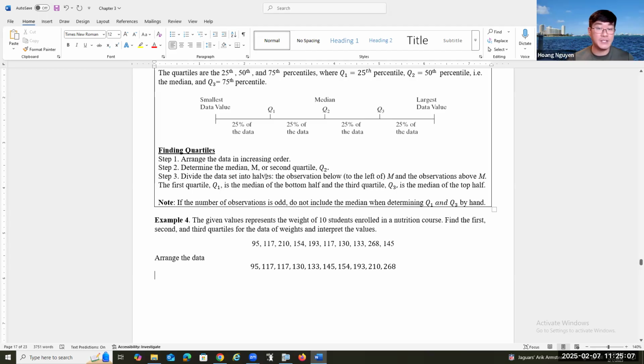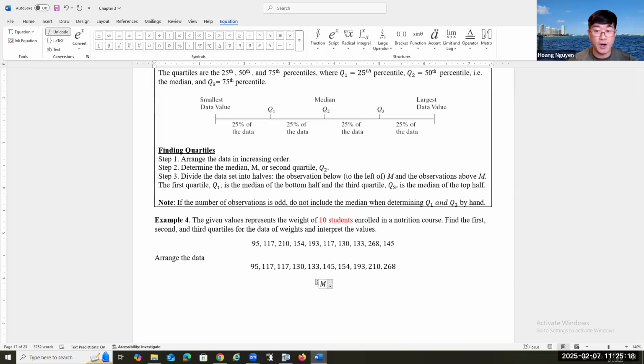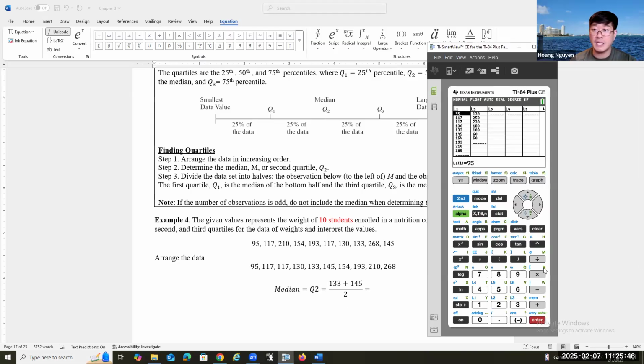Now, after we arrange it, we determine the overall median. In this case, the number of observations is 10, which is an even number, right? So you can remember how we determine the median. This is the overall median, or the answer for Q2. Q2 is the 50th percentile. Since the number of observations is 10, you're going to take the two in the middle, add them up, and divide by 2. 1, 2, 3, 4, 5, and 6. Okay, so I'm going to take 133 and 145. I'm going to do 133 plus 145, add them up and divide by 2. So that's going to be my overall median.